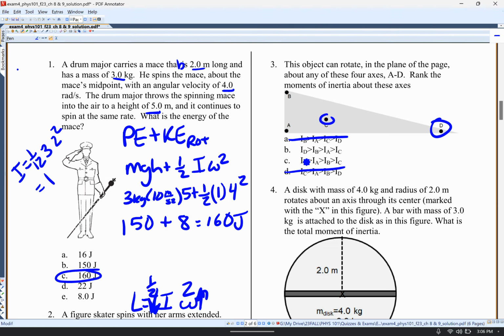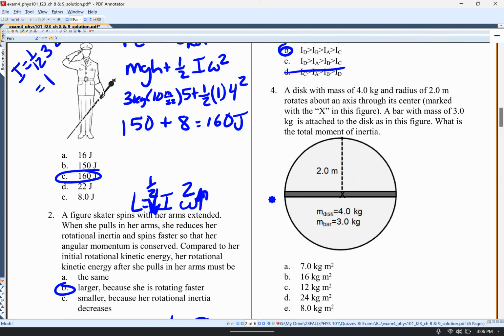Okay, well, let's think about the distance to the mass, and whichever has a greater distance to the furthest mass, to the furthest point, will have the biggest moment of inertia because it has more mass out at a bigger moment arm or radius. And so how does this distance compare to this distance? Well, B is a further distance, so B has a bigger moment of inertia, and so I_B is bigger than I_A.